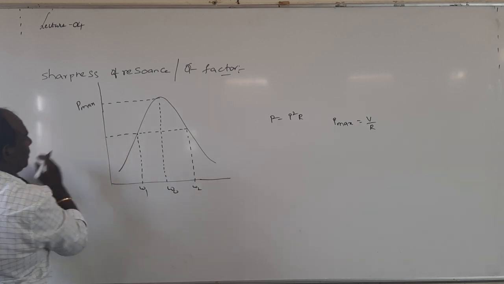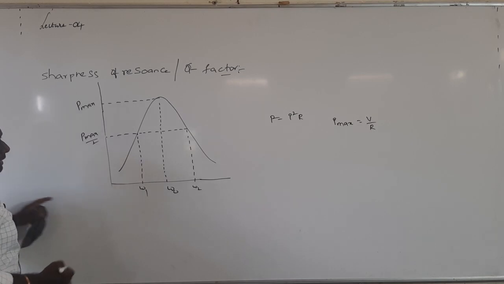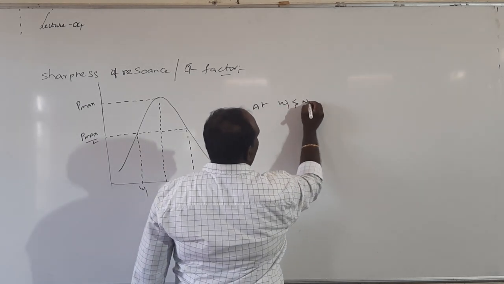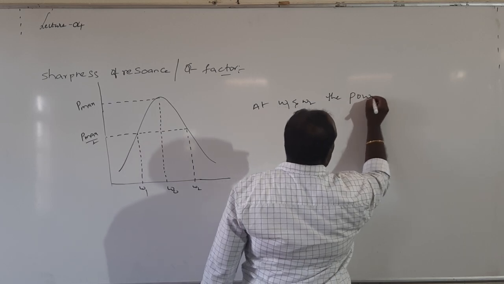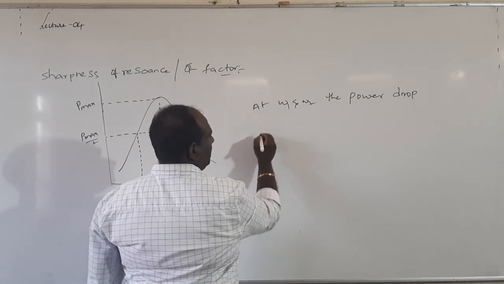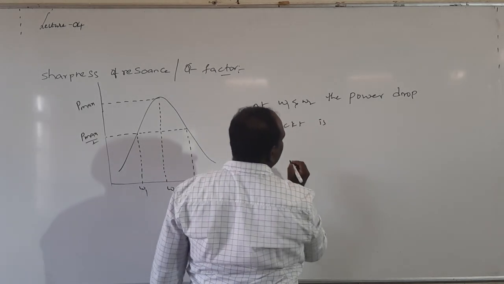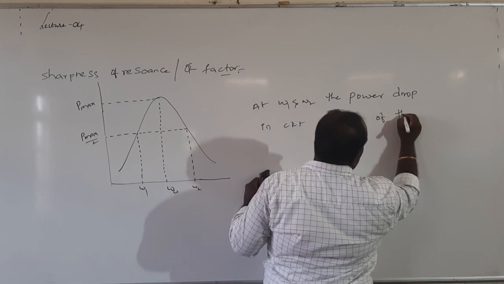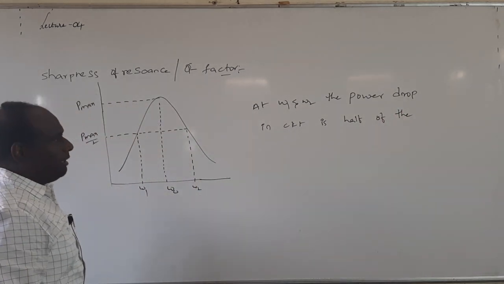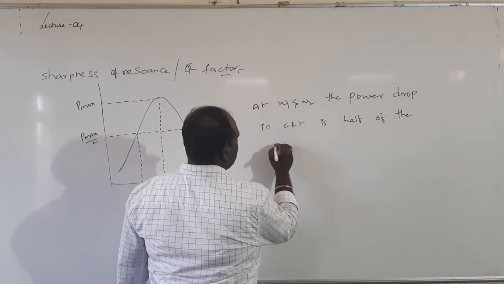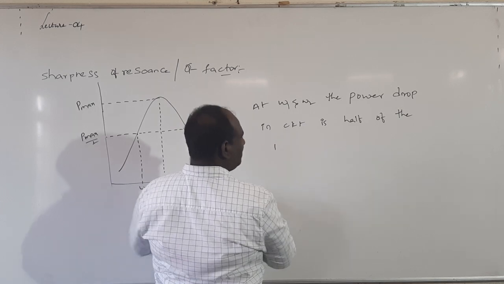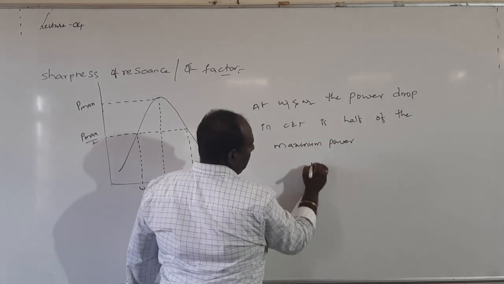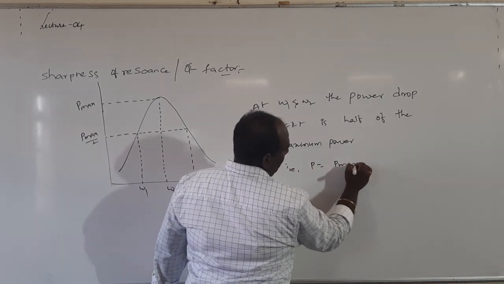At omega 1 and omega 2, I am going to write clearly, the power drop in the circuit is half of the maximum power, that is P is equal to P max by 2.